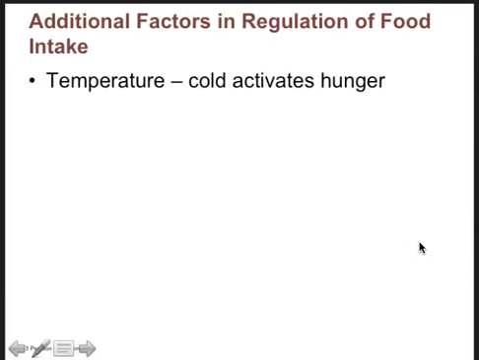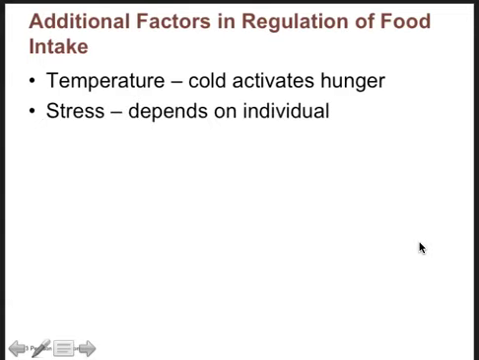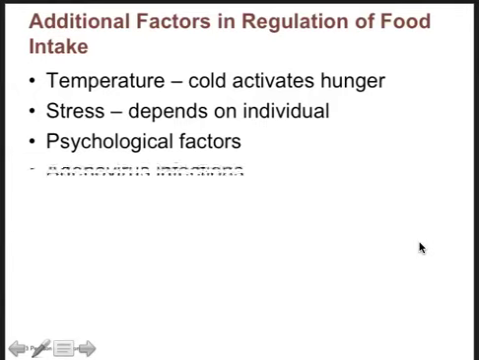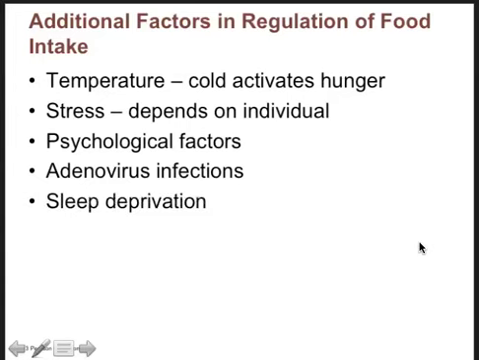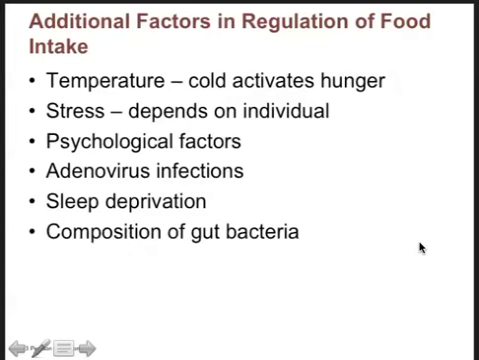Okay, additional factors that regulate food intake. Cold temperatures activate hunger. Stress can either increase the amount of food you want to eat, or it can decrease the amount of food you want to eat. And this is where higher brain centers come into play. Psychological factors, this is again higher brain centers overriding a lot of these hypothalamic interactions between the gut and the brain. Adenovirus infections can have a role, as can sleep deprivation and the composition of your gut bacteria.